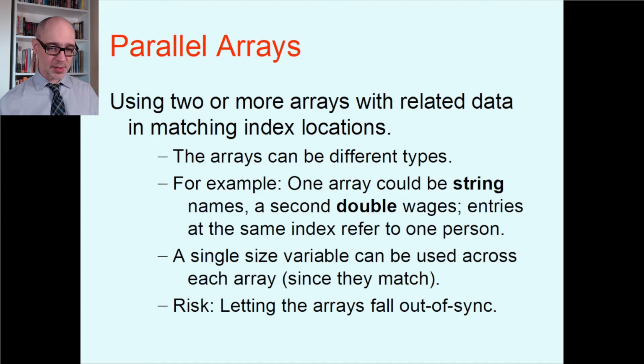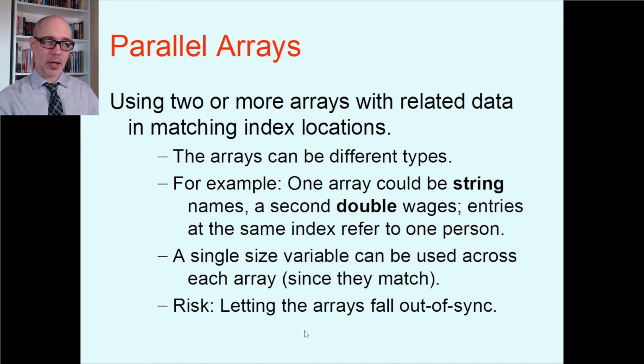Now, the risk of parallel arrays, it's a nice technique, but the risk is that if you fail to keep that index synced up, matching between the two arrays, you might put Alice's name in element number 0 and put her wages in element number 5, right? And then it's mismatched and you've lost the connection to the data. So you do need to be a little bit careful, but as long as you just use one single counter for both, it's probably going to be the obvious thing to happen.